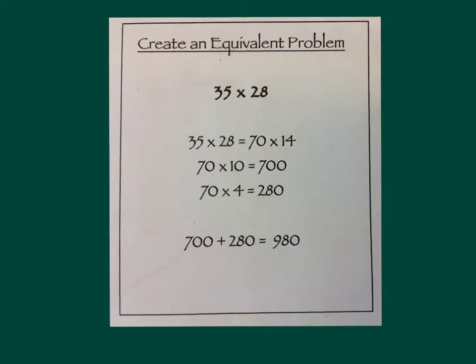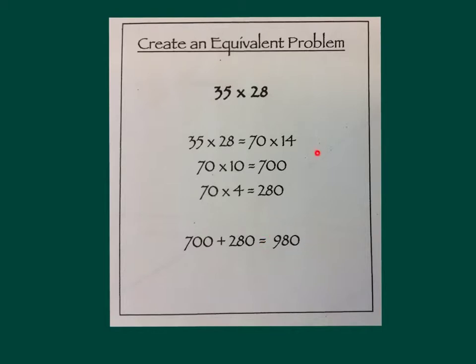You'll see that this person decided to take 35 times 28, and they used the strategy of doubling and halving. So 35 turned into 70. 28 was halved and is now 14. 70 times 14 for this student is a much easier problem to solve. From there, they broke apart the different steps of 70 times 10 and then 70 times 4. In the end, they took their answers to 70 times 10 and 70 times 4, 700 and 280, and they were able to find a final product of 980.